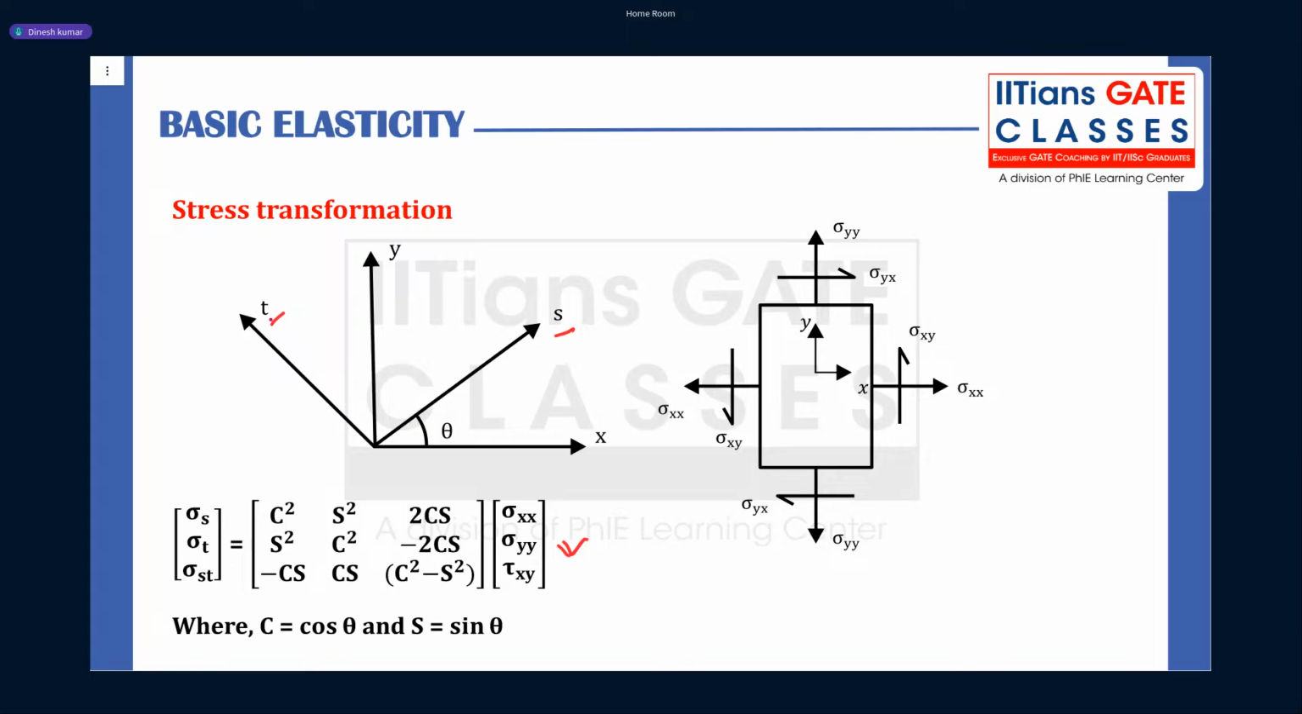One more thing, guys: normal stress is many times written as sigma xx. It can also be written with a single suffix, sigma x. So sigma ss is just written here as sigma s; both mean normal stress. But in the case of shear stress you need to write both suffixes, sigma st or sigma xy. It cannot be written with a single suffix. Keep that in mind.